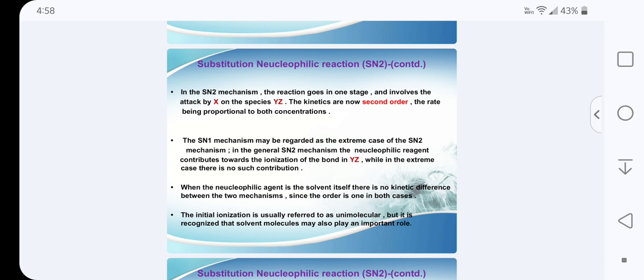In the SN2 mechanism, the reaction goes in one stage. That is, the SN2 mechanism involves only one step. It involves the attack by X, where X is the nucleophile, on the species YZ, which can be an alkyl halide. The kinetics are second order, the rate being proportional to the concentration of the nucleophile as well as the alkyl halide, so it is a second order reaction, a second order mechanism.